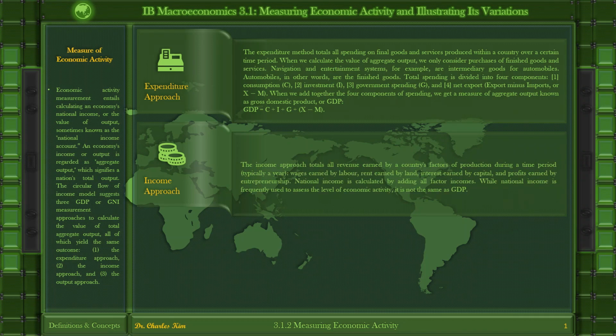The income approach totals all revenue earned by a country's factors of production during a time period of 1 year. It is a normal practice that wages are earned by labor, rent is earned by land, interest is earned by capital, and profits are earned by entrepreneurship. National income is calculated by adding all factor incomes. While national income is frequently used to assess the level of economic activity, it is not the same as GDP.